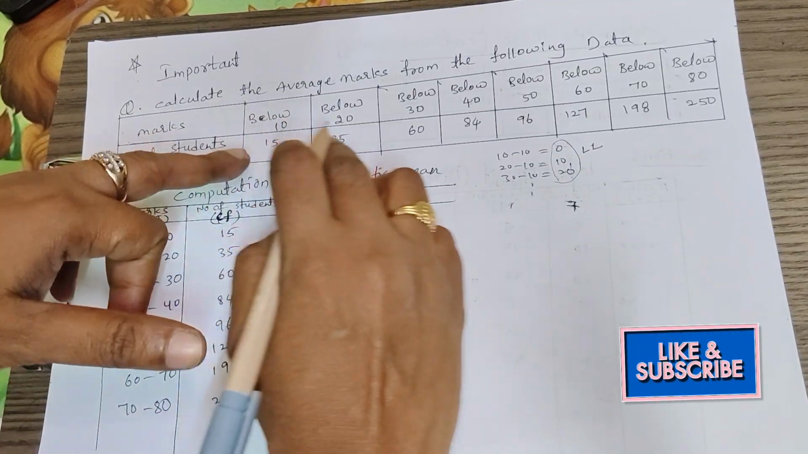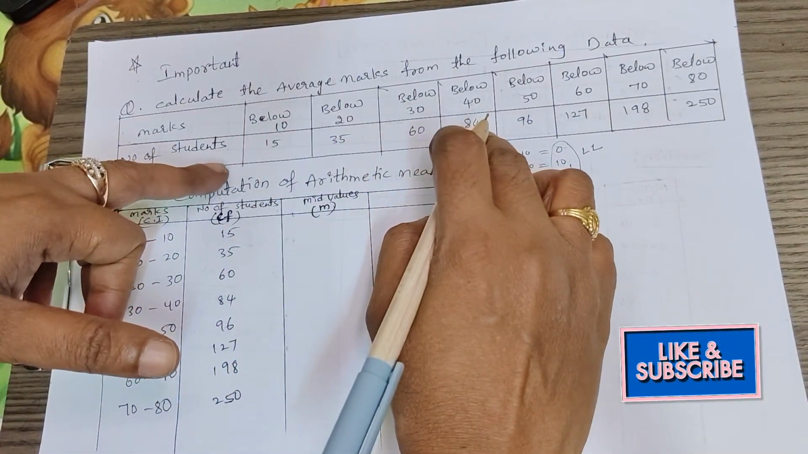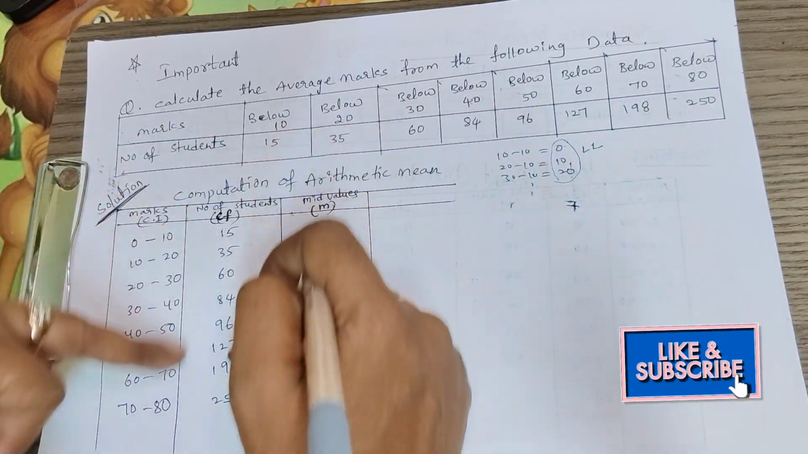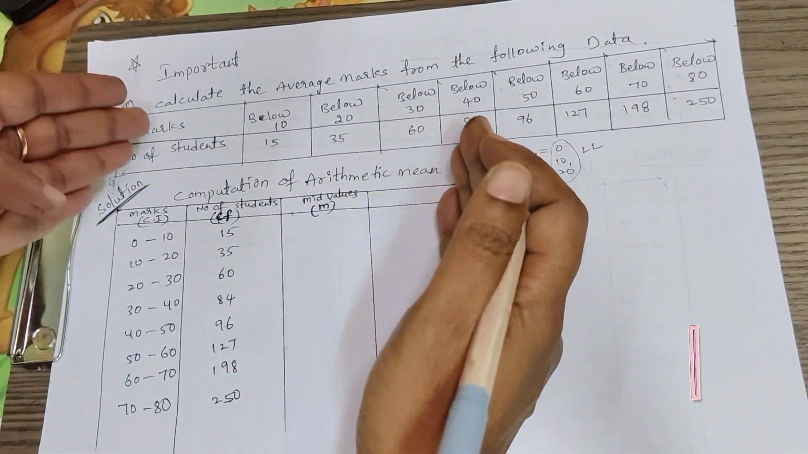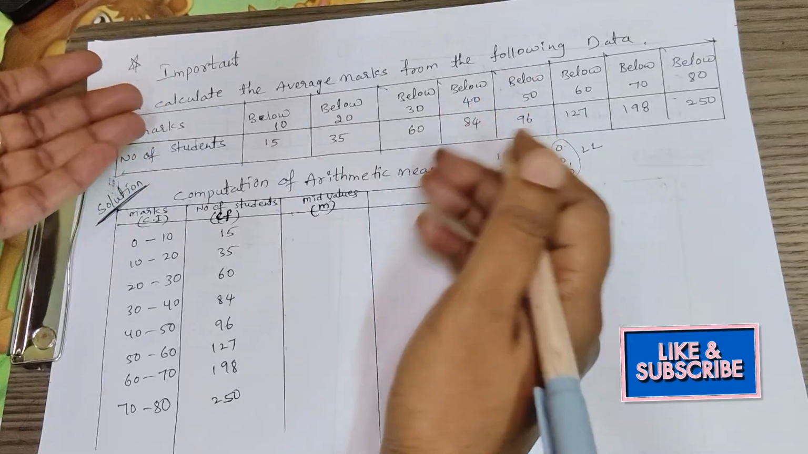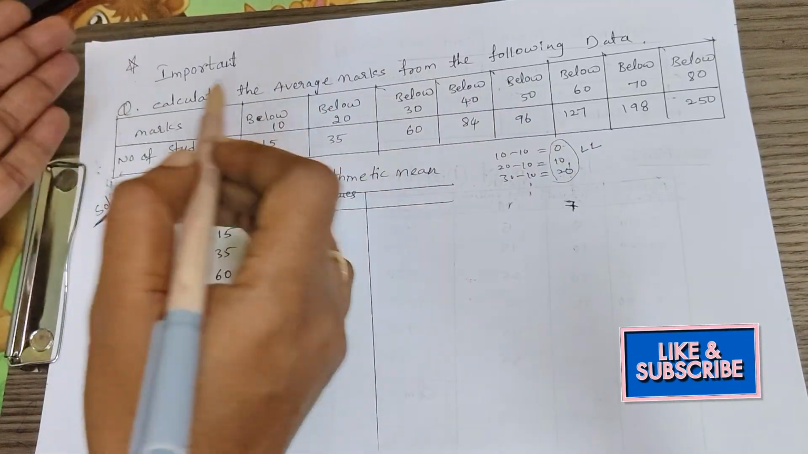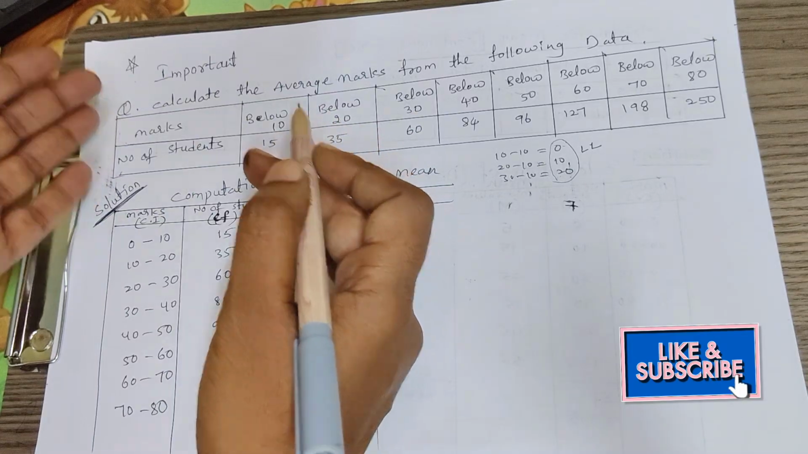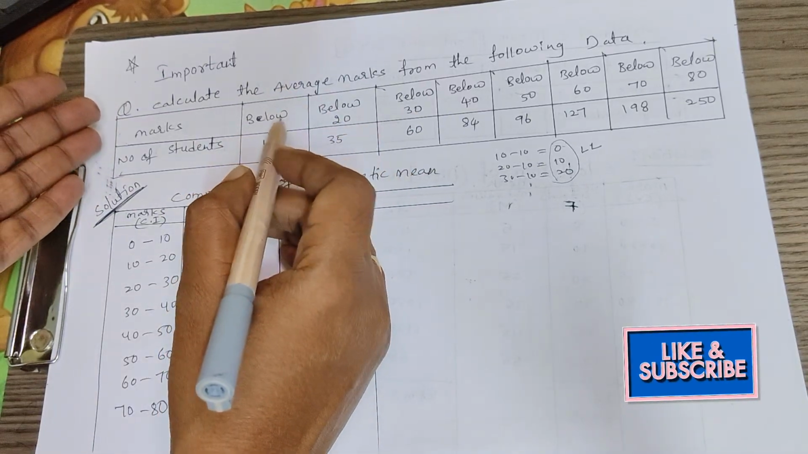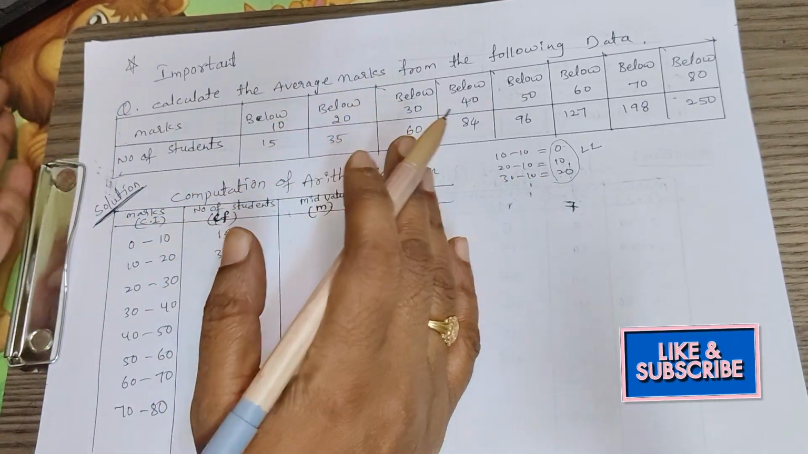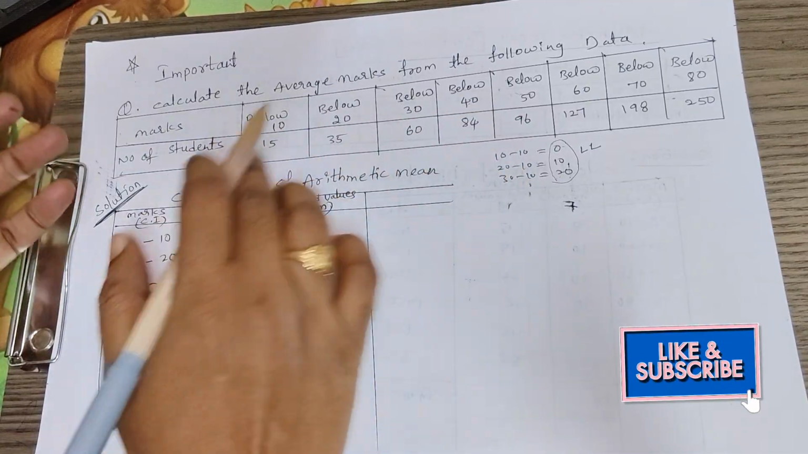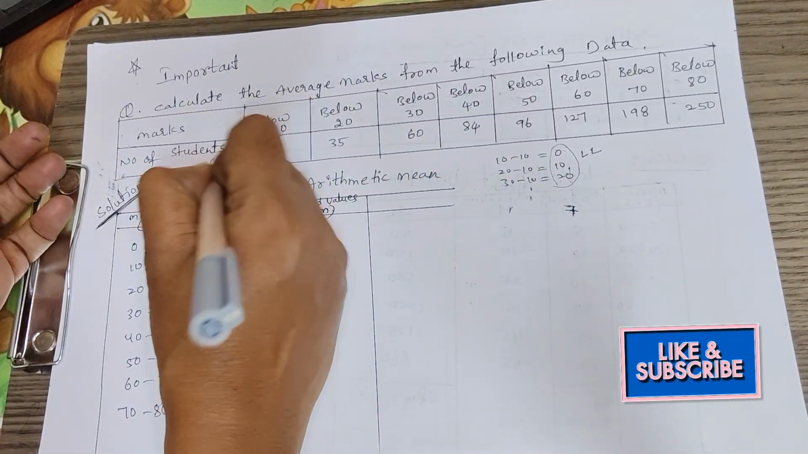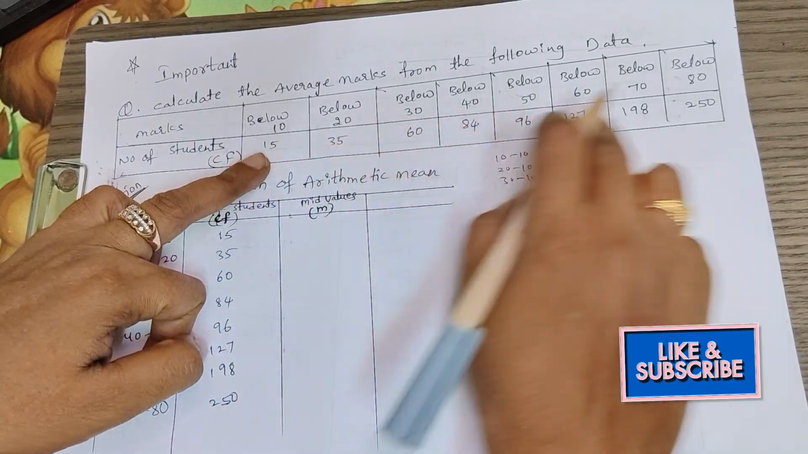See here: 15, 35, 60, 84. The frequency is increasing, and if it is increasing, that means it is cumulative frequency. But we require the frequency, so you need to find out the frequency. If your values are given as below, less than, more than or above, then the given frequency is not the normal frequency, it is cumulative frequency. So how do we identify that it is cumulative frequency? Here the frequency is increasing.